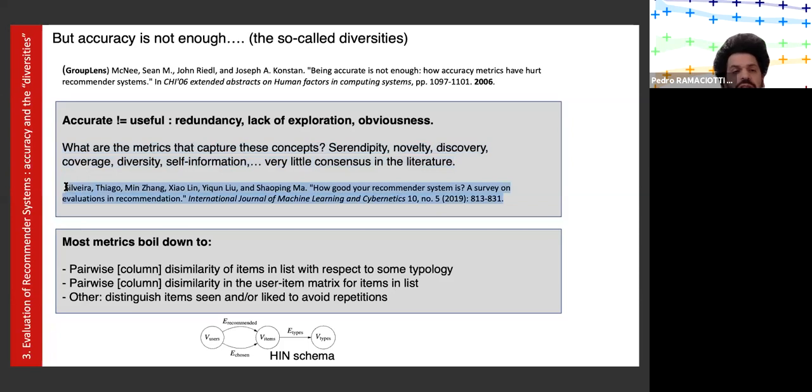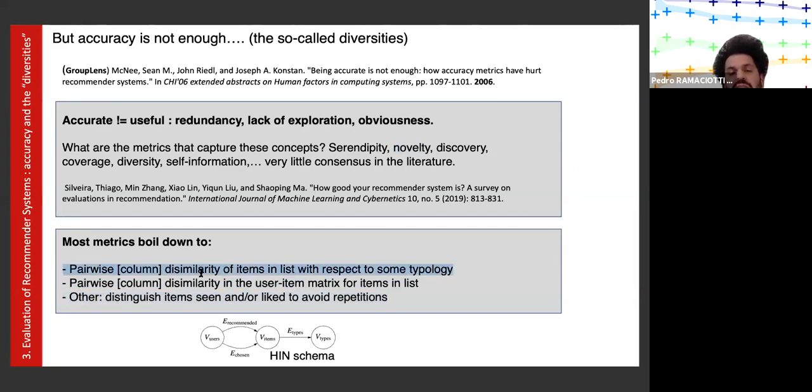And in this paper that has very few citations for the usefulness it represents, because it's very useful, it's a compilation of all the metrics that are out there for these concepts, which is not consistent even at the level of name. Like a lot of papers propose novelties that have different formulas or even different concepts behind. And what they all boil down to is these two things, but there are some others.